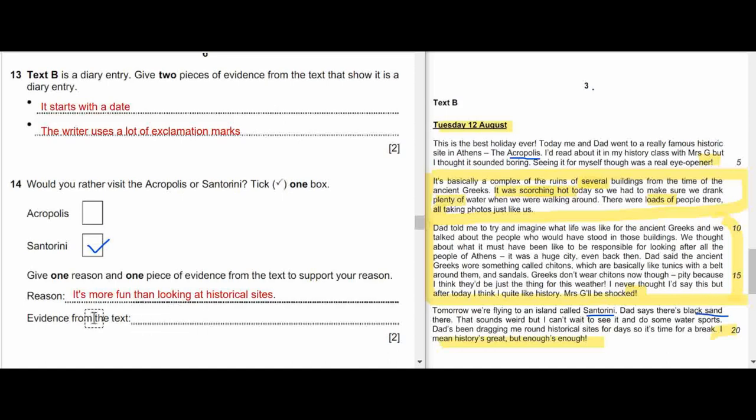Okay, next, evidence from the text. Right, evidence from the text will be, I can't wait to see and do some water sport. So we quote the sentence, the words from the story, with quotation marks. So that will be one possible correct answer. If you have another answer, you answer Acropolis, and you need to clarify your reason, please do so and type it down in the comment section.